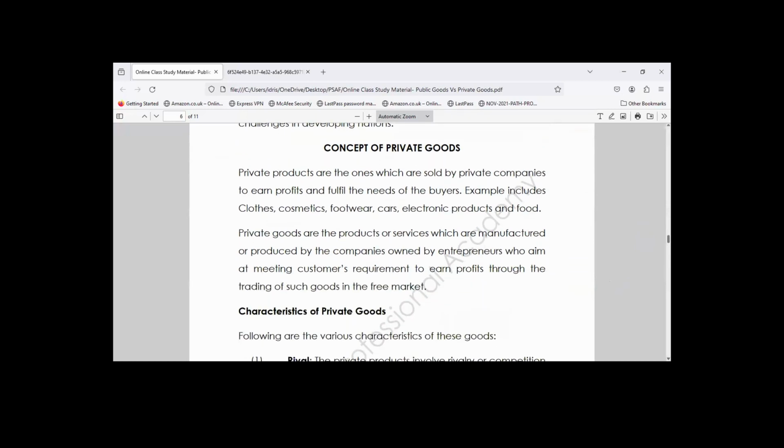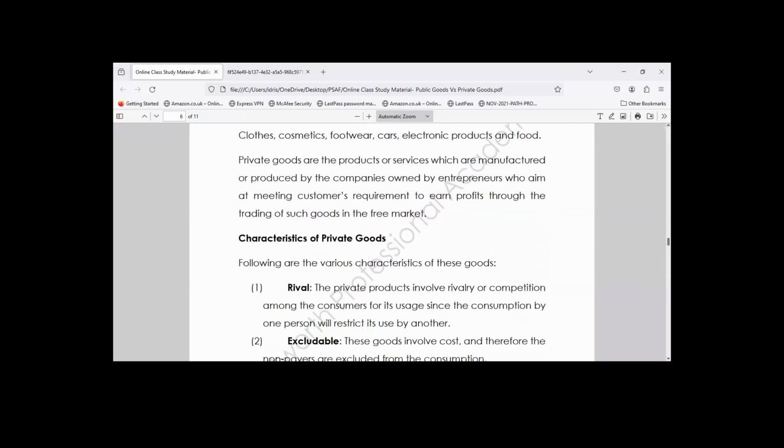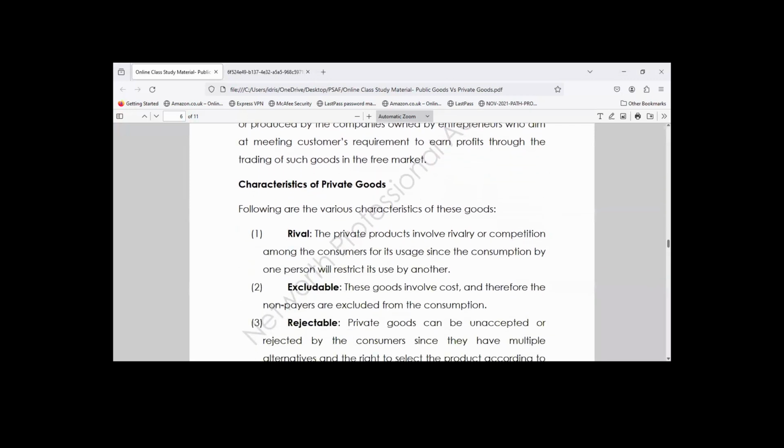That is public good. Private goods are those goods and services provided by private companies in order to earn profit. Those goods and services are manufactured by a private company, and consumers pay before they enjoy them. They are what? Private good. Characteristics of private good.